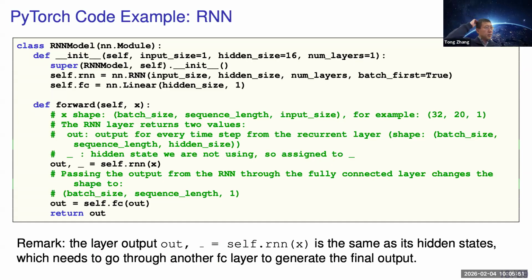Just a remark: the output is the same as the hidden states. It's just the output. Then the next layer, the linear layer, makes it the logits. This output goes from hidden to linear to make the logits. For the logits, you are changing the hidden size to the number of vocabulary entries. The logits should be the size of the vocabulary.